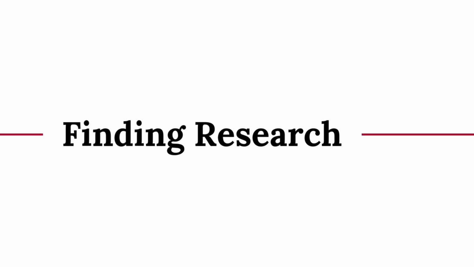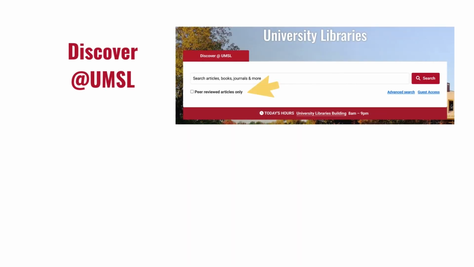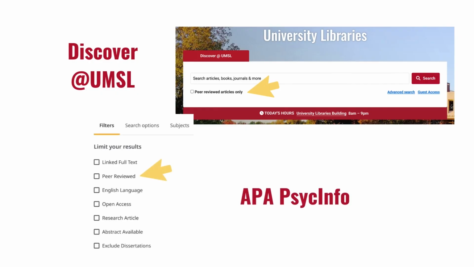There are several ways to locate peer-reviewed research. If you use a library search tool, you may see a peer review button that limits your search results to just peer-reviewed research. Here's an example of this limiter in UMSL Libraries Discover at UMSL search results and on the APA PsycInfo Advanced Search screen.